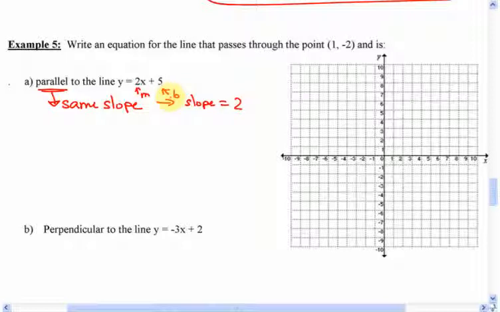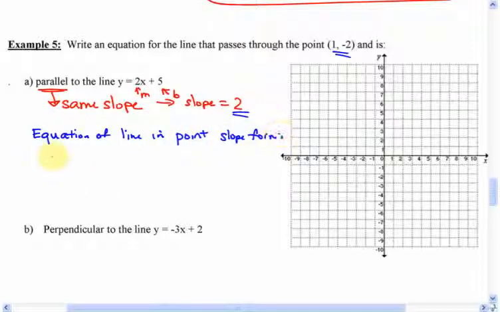Okay. So now for part A, I'd like you to take this slope of 2 and this point 1 comma -2 and let's write out the equation of a line in, and because this is the point slope form chapter, let's do that. So equation of a line in point slope form. Okay? I'll write this again. y minus y1 equals m bracket x minus x1. Done.